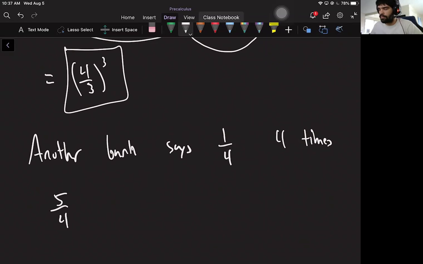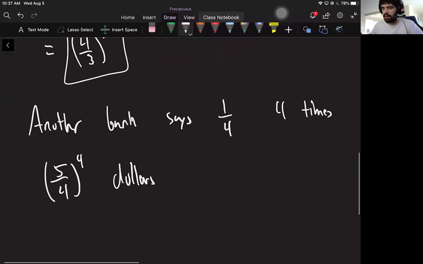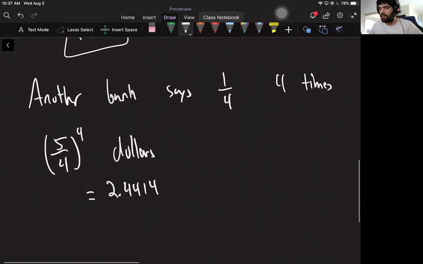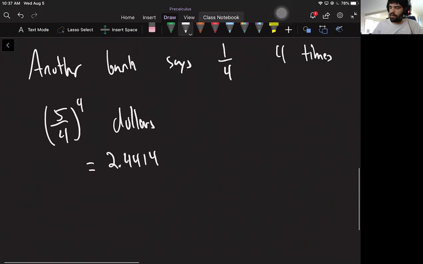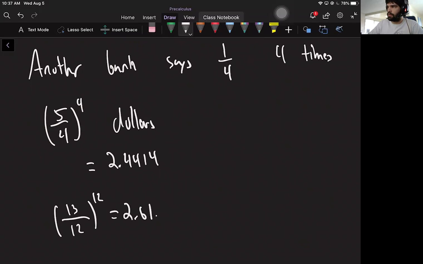5/4 to the 4th dollars. And you can put that in your calculator, and it's roughly 2.4414. And then you could keep going. So if you jump all the way to 12, then you'll end up with 13/12 to the 12th power, and that'll be like 2.61, something like that.